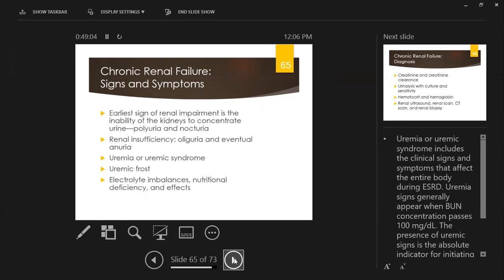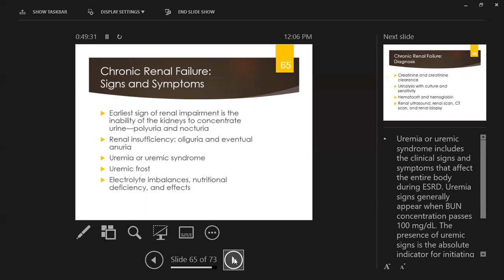Signs and symptoms, we may see inability of the kidneys to concentrate urine, so they may have polyuria or nocturia. Renal insufficiency may then occur after the polyuria and nocturia as early signs. We may have oliguria or low output. Eventually, we may have anuria. Uremia or uremic syndrome may occur. We also may have uremic frost. Electrolyte imbalances are bound to occur when we have renal failure with nutritional deficiency as well, and effects from that.